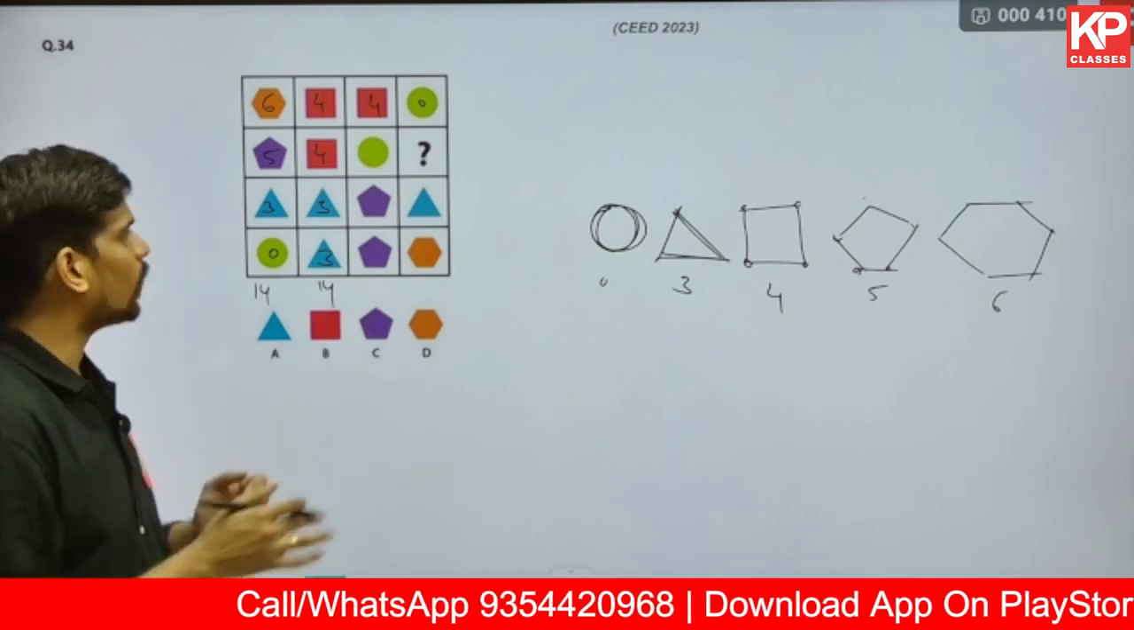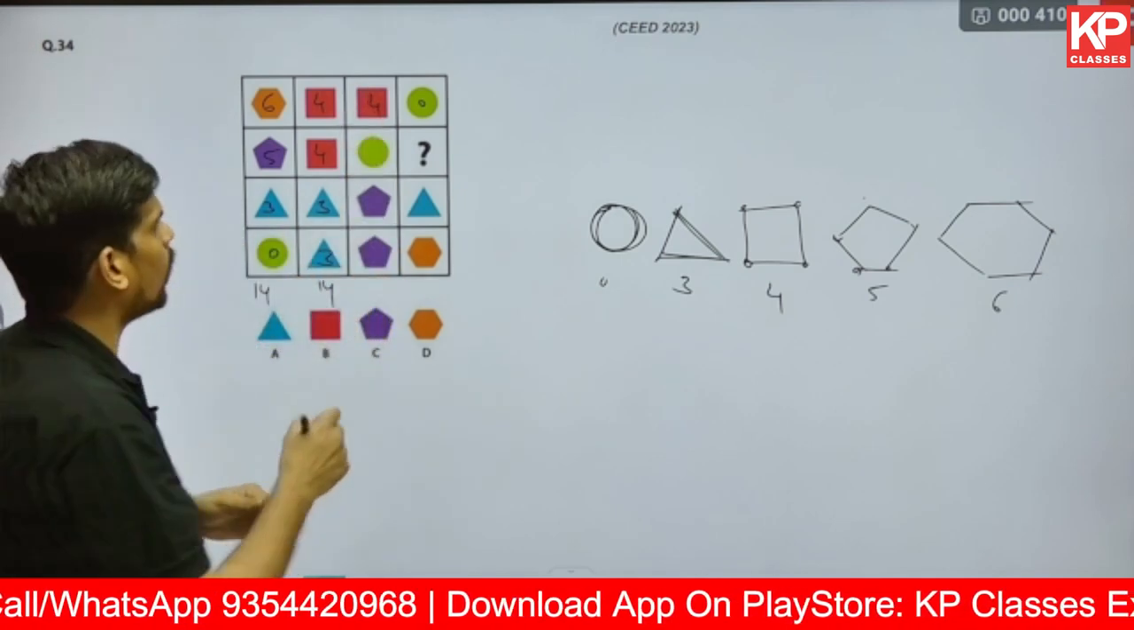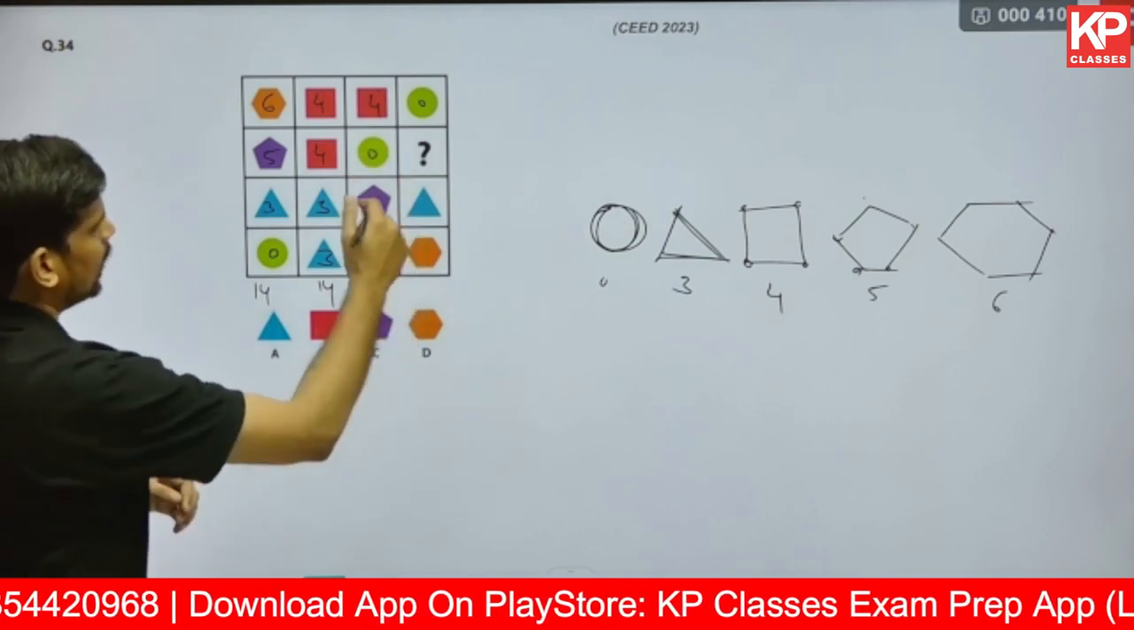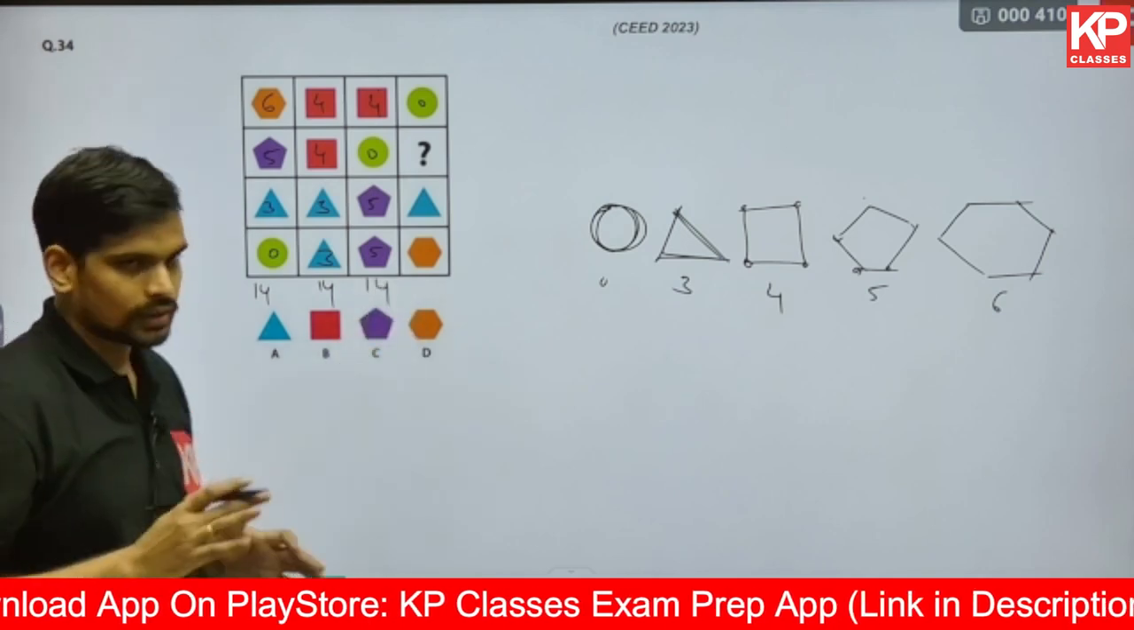Always look for the proof of concept. Let me see if there are 14 vertices in total. The third row also: 4, 0, this is 5, and this also is 5. So 5 plus 5 is 10, 10 plus 4 is 14. So I have my proof of concept now.